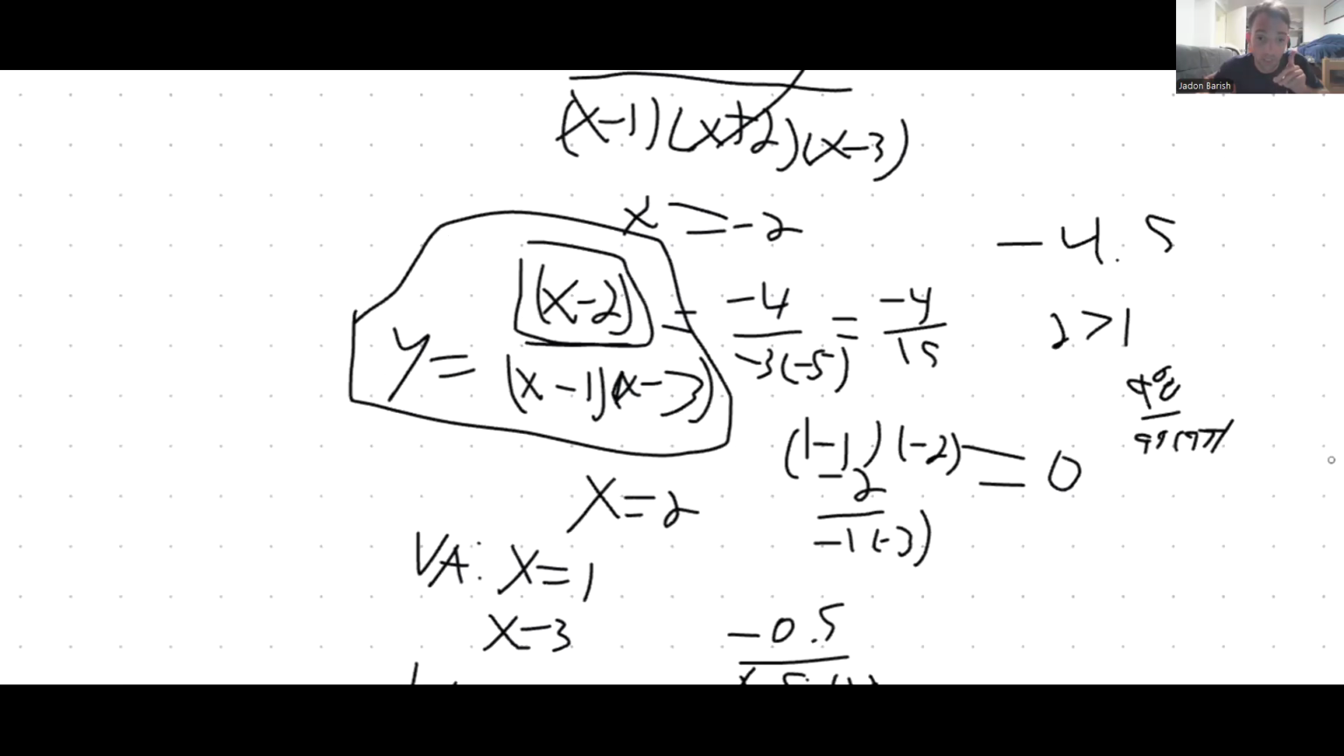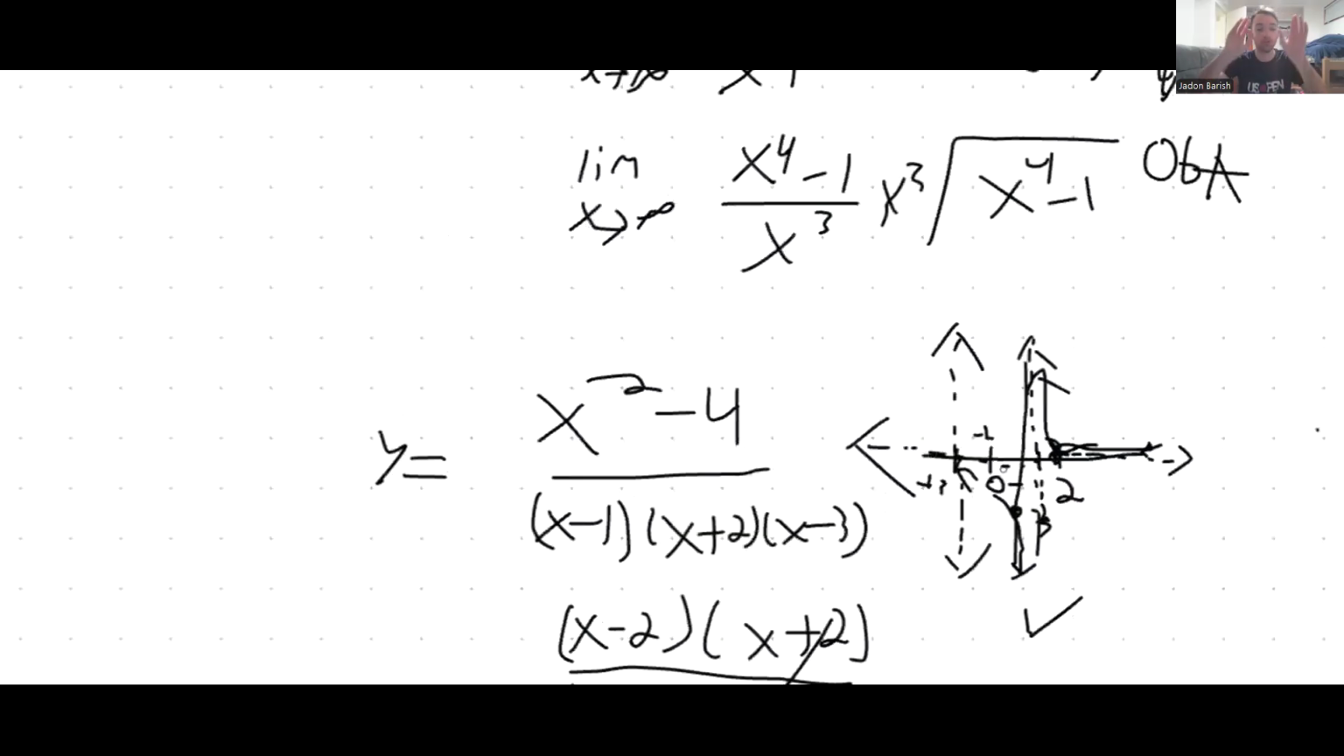Because remember, it's always good to check, always good to be careful. But because we didn't have a point there on the horizontal asymptote, we're probably not going to cross the horizontal asymptote. But it's not a bad idea to check.